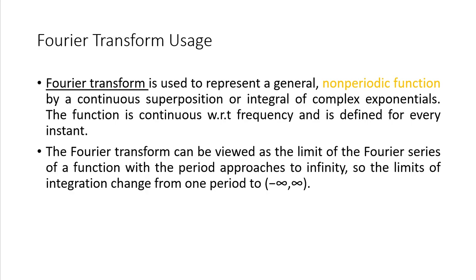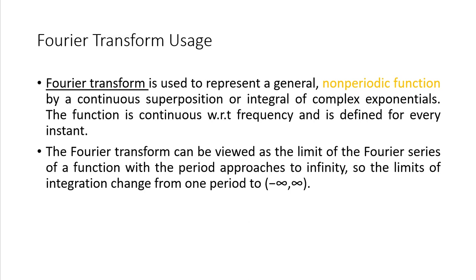Okay, so what's the usage of a Fourier transform? Fourier transform is used to represent a general non-periodic function by a continuous superposition or integration of complex exponential components. The function is continuous with respect to frequency and is defined for every instant, obviously, because we calculated it from all the n's in Cn, so all the frequencies are present in it. The Fourier transform can be viewed as the limit of the Fourier series of a function as the period approaches infinity. Yes, we discussed it and derived the equation using this rule. So the limits of the integration change from one period to minus infinity to plus infinity. The Fourier series has limits of minus T by 2 to T by 2, and this is minus infinity to infinity.